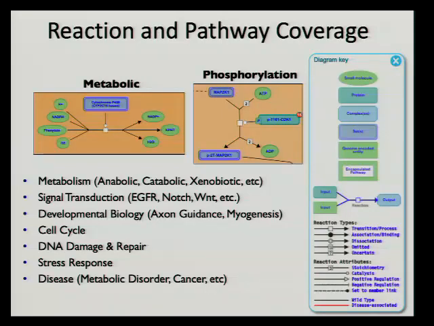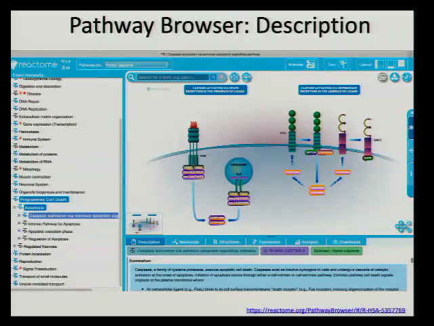We use SBGN, the Systems Biology Graphical Notation, to draw pathway diagrams. We have a set of standard-compliant diagram keys displayed here. I will show you more about this. To allow users to explore our pathway content, we have a software tool called the Pathway Browser, which provides features for users to browse our pathways.